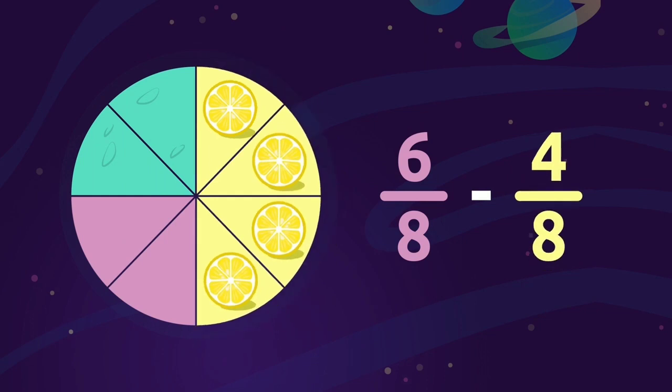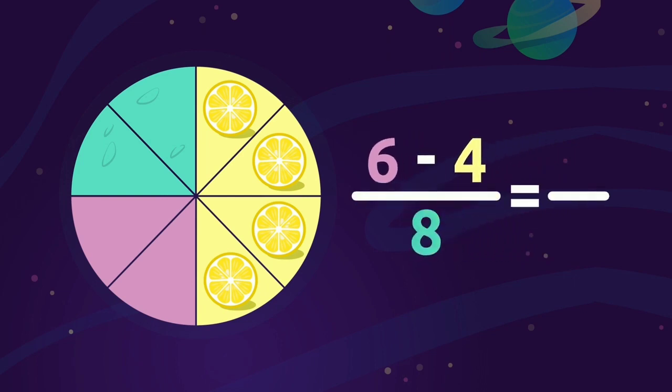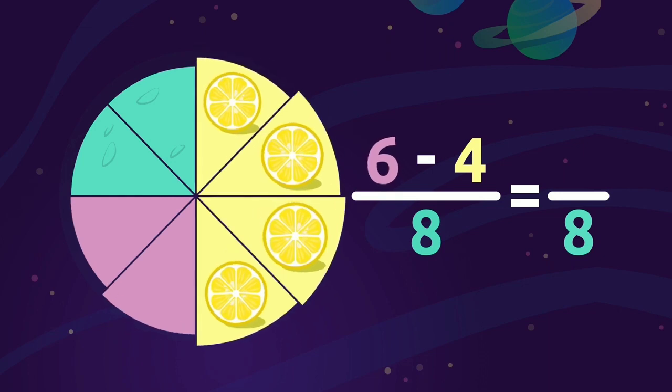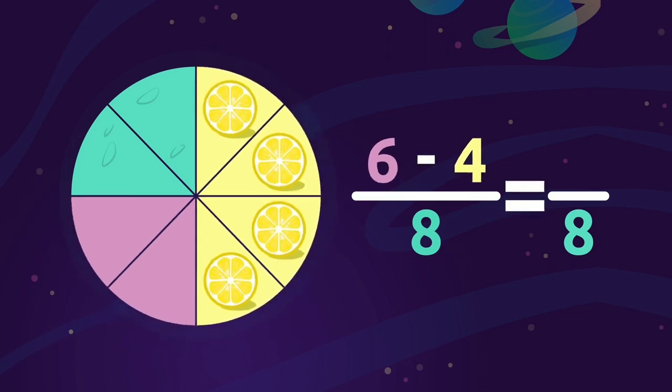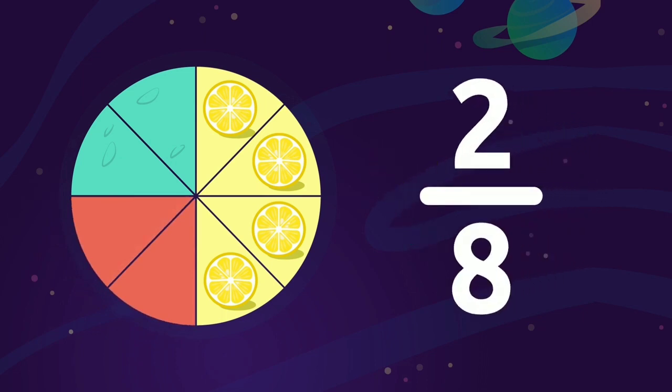Do you remember how to do this math operation? Remember that we should put the same denominator in our answer. In this case, number 8. Now to calculate the numerator, we subtract the numerator 6 minus 4, which equals 2. The result is that 2 of the 8 fields are planted with apple trees. That is 2/8.